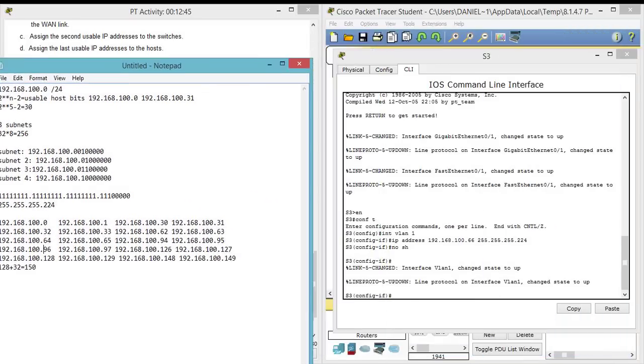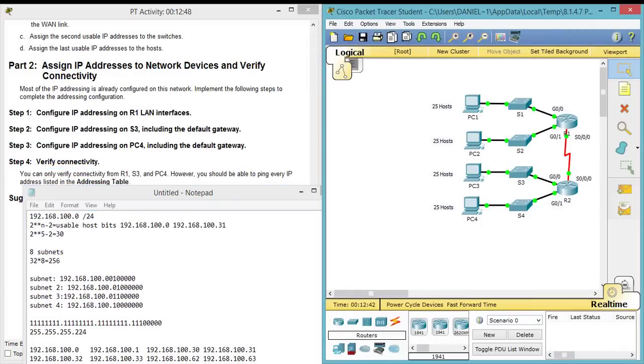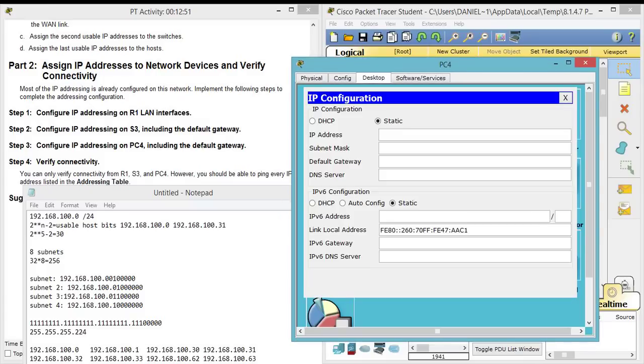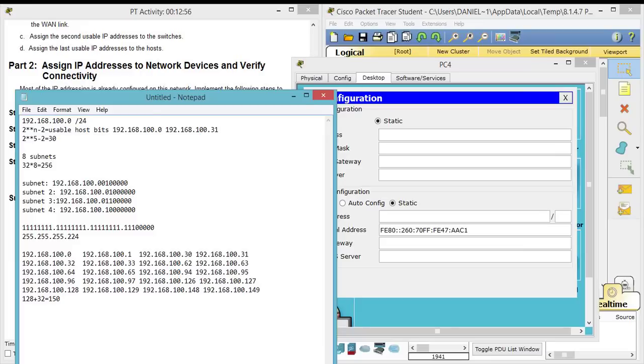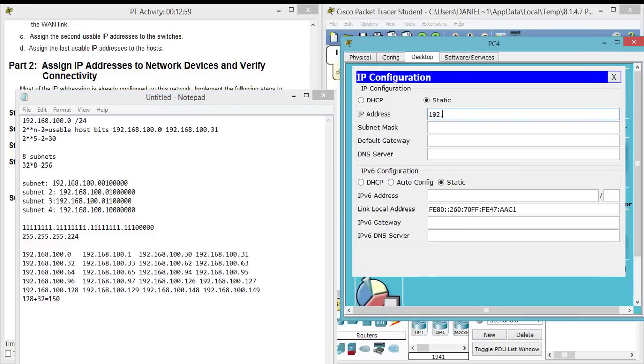Alright. And finally, configure IP addressing on PC4. That would be last usable. That might be a tricky one for you guys, because you might expect it to be third usable, but for whatever reason, they want you to do last usable. So if you're not getting the points for this one, that is probably the mistake you're making. So this is going to be .126. This is going to be .224, I mean. Default gateway.